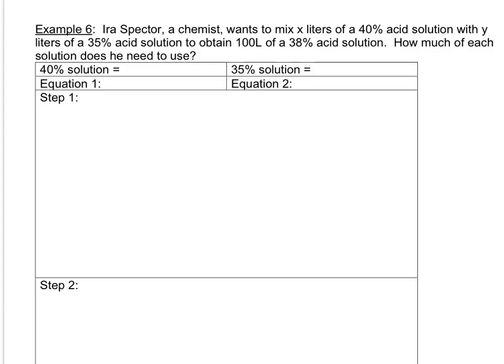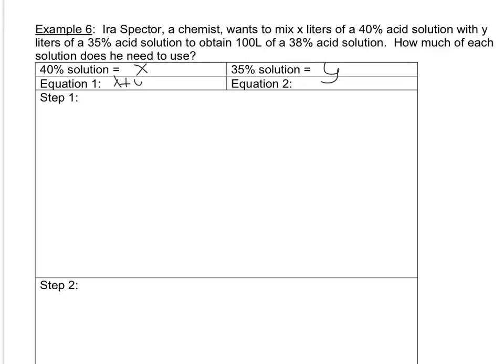Alright, this is one I see often on the tests and quizzes. It says, a chemist wants to mix X liters of 40% acid solution with Y liters of 35% acid solution to obtain 100 liters of a 38% acid solution. How much of each solution does he need to use? So they told us this was X, this was Y.